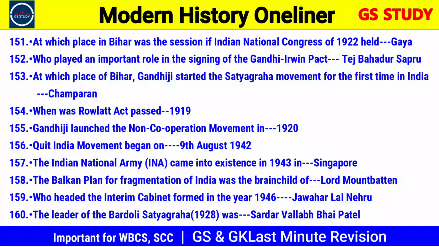155, Gandhiji launched the non-cooperation movement in 1920. 156, Quit India movement began on the 9th of August 1942. 157, the Indian National Army, INA, came into existence in 1943 in Singapore. 158, the Balkan Plan for fragmentation of India was the brainchild of Lord Mountbatten.